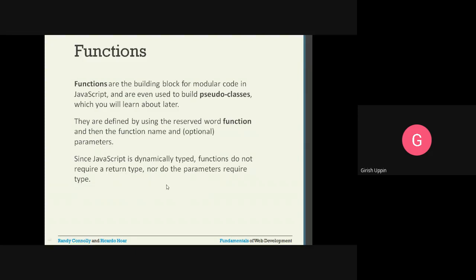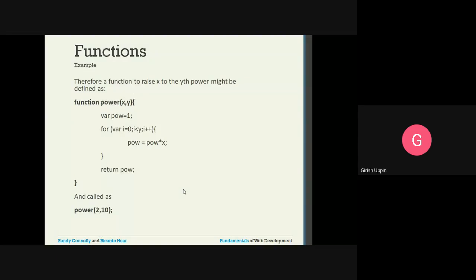Since JavaScript is dynamically typed, functions do not require a return type, nor do the parameters require a type. Because JavaScript is dynamically typed, we need not specify what is the return type, or we need not specify what are the parameter types. What is the data type? We need not specify. This is the example.